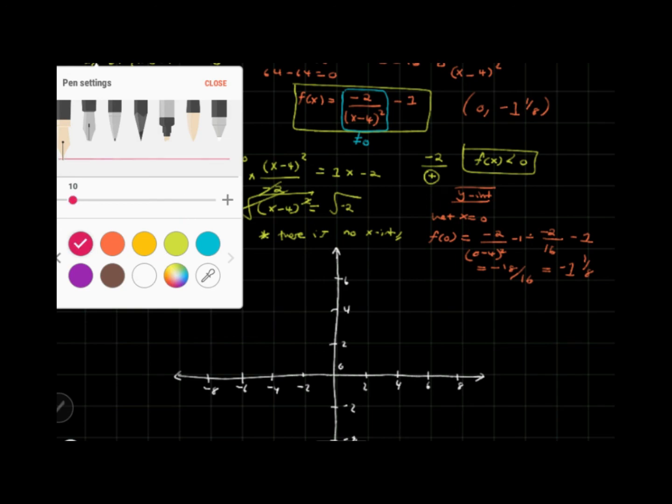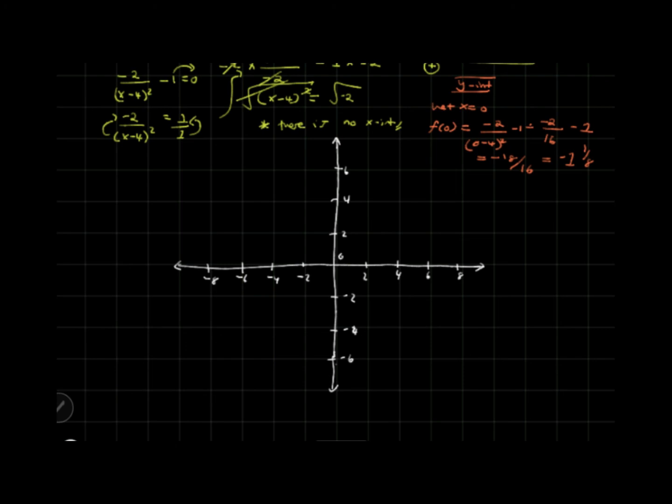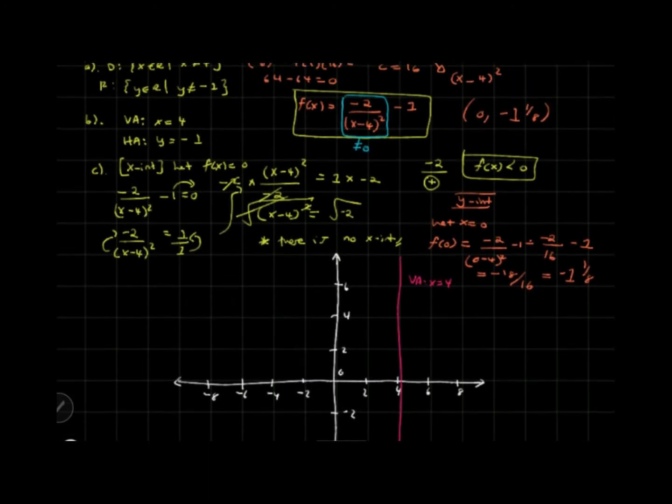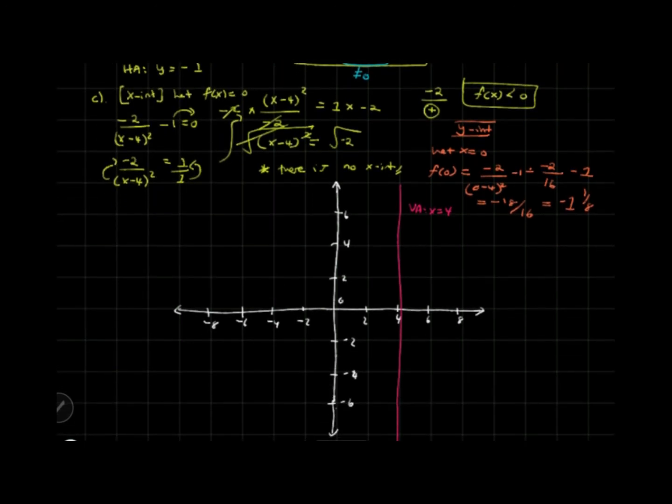I'm just going to draw my vertical asymptote in red. So x is equal to 4. Let's say it's like here. This is my vertical asymptote, x is equal to 4. And my horizontal asymptote is y is equal to negative 1. Let's do that in blue. If it's negative 1, it's going to be somewhere here.